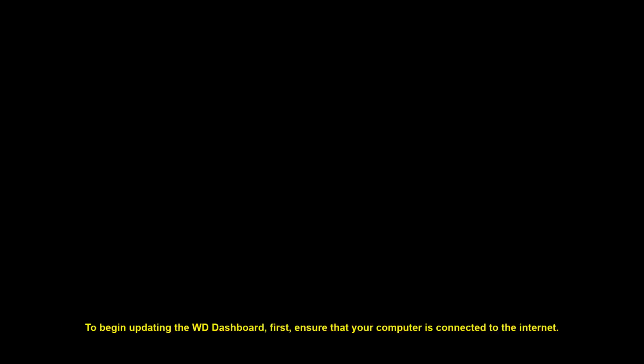To begin updating the WD dashboard, first, ensure that your computer is connected to the internet. Next, open your preferred web browser. In the search bar, type in WD dashboard download and press enter. Locate the official Western Digital website from the search results. Click on the link to the WD dashboard page.